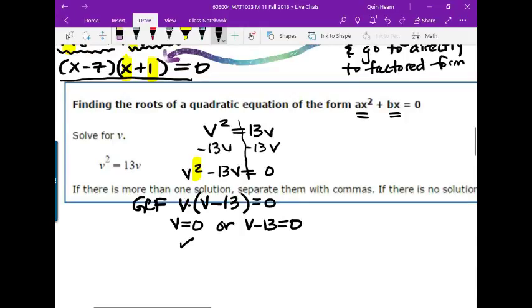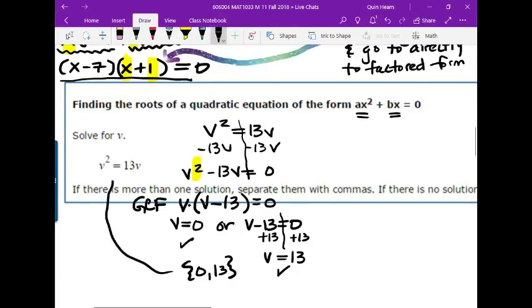Either v is 0, that one's already solved, or adding 13 to both sides of the equal sign, we would have v is equal to 13. All right, so there are two solutions in our solution set, 0 and 13. And remember, do not put parentheses because if you put parentheses, that would indicate an ordered pair, an xy, or an interval. And we don't have an interval. We have two distinct values, 0 and 13. Both of which, if you notice, if you plug them into the original equation, it would make the statement true.